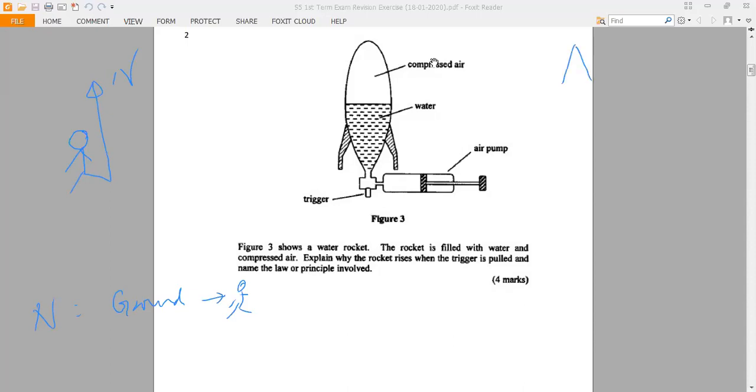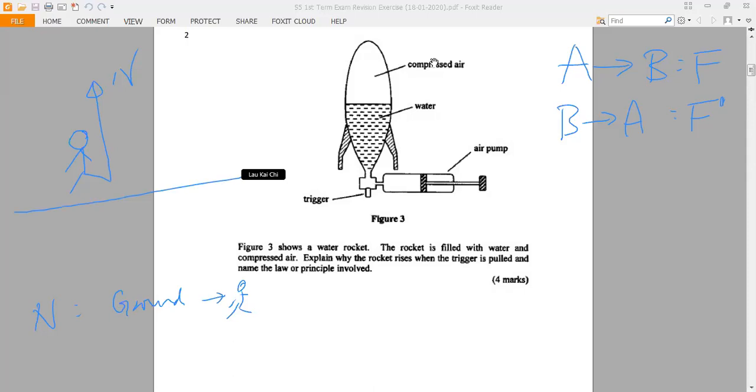Remember the rule: A to B is F, B to A is reaction. Yes, it's the people exerting a force on the ground. All right?